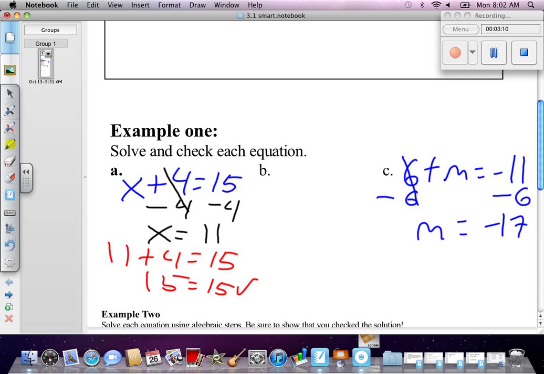Now, this is the important part. Let's check. We're going to write 6 plus negative 17 equals negative 11. So if we've got negative 17, but you pay me $6, 17, 16, 15, 14, 13, 12, 11. Good. It equals negative 11. It's a negative plus a positive, because it's positive 6 plus negative 17. Okay. Let's turn it over.